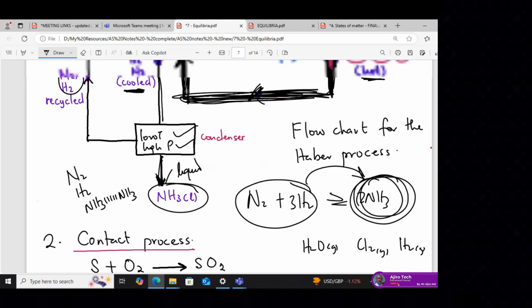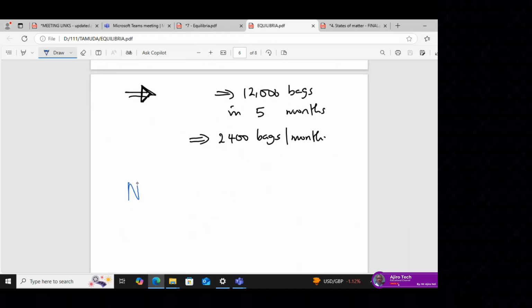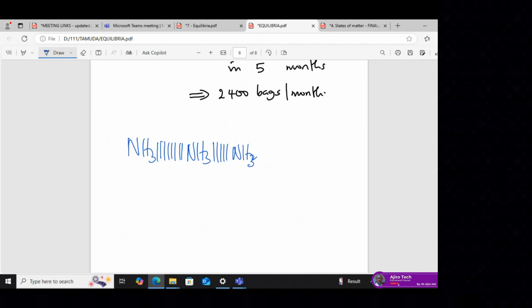Look at nitrogen. This is ammonia. Can you see how strong the intermolecular forces are? So the force is strong enough for it to turn to a liquid. But look at chlorine. Chlorine is not strong enough. But look at hydrogen. Can you see now? Forces are very weak.